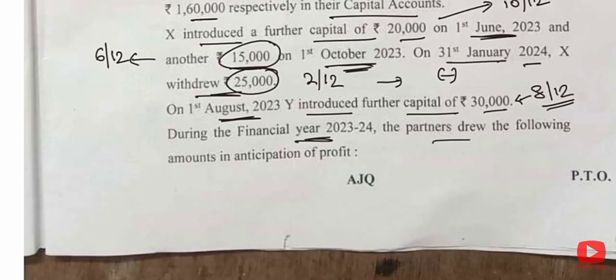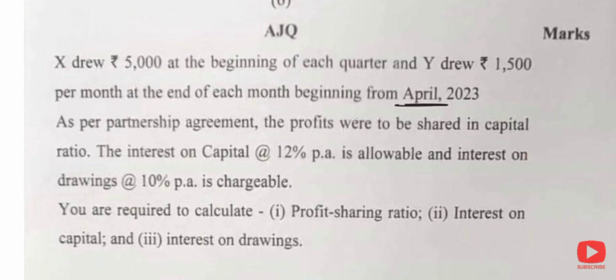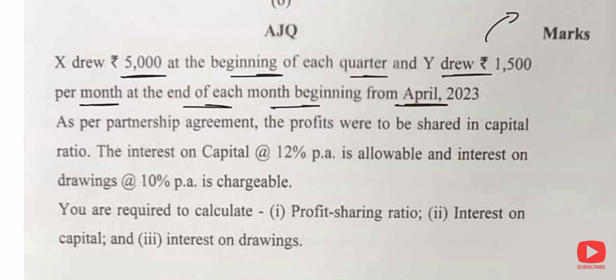During the financial year, the partners drew the following amounts. Drawings are also there. X drew 5,000 at the beginning of each quarter, 4 quarters, at the beginning of each quarter. Calculate. Y drew 1,500 per month at the end of each month. So you can use the formula total into rate into, for end of each month, 5.5 divided by 12. You can use that formula.